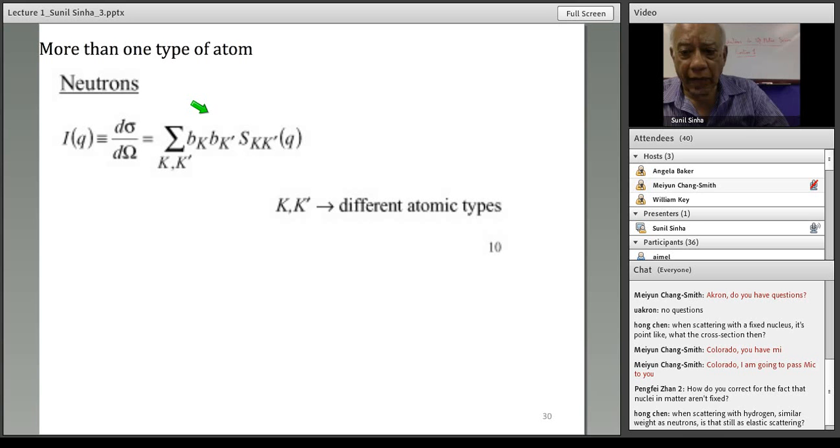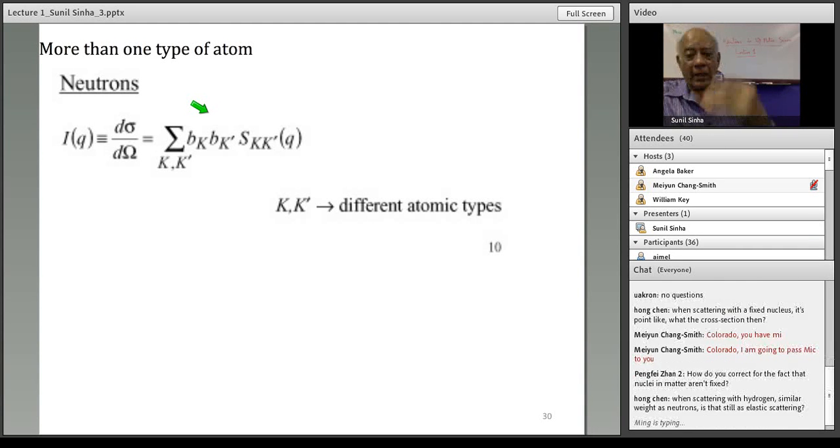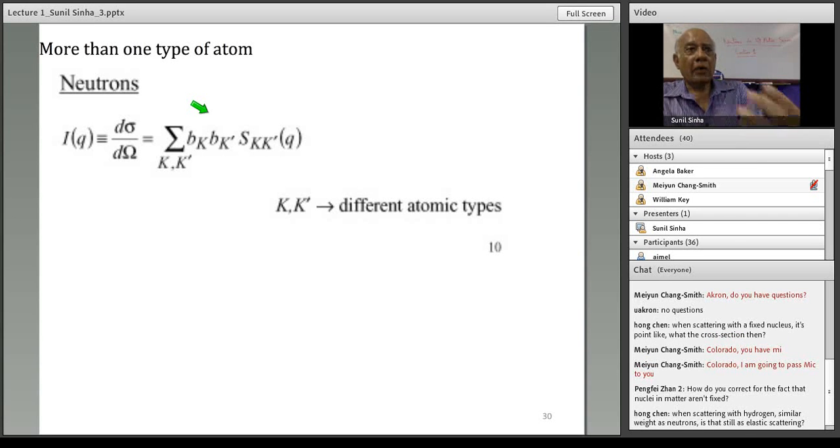How do you correct for the fact that nuclei in matter aren't fixed? Okay, that's a good question. In general, of course, nuclei in matter are going to vibrate or recoil when a neutron scatters from them. This will be taken into account when we consider inelastic scattering. But actually, even in such cases, there is a large component of the scattering that stays purely elastic. That's, if you like, because the whole sample takes up the recoil. And since the sample is macroscopic, you can assume that that scattering is elastic.